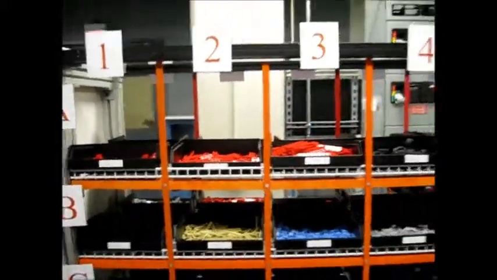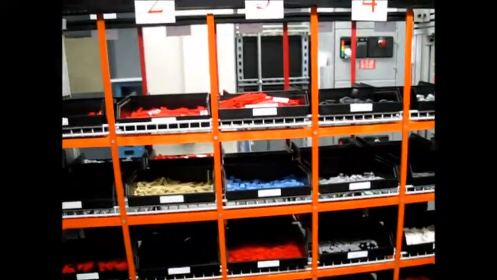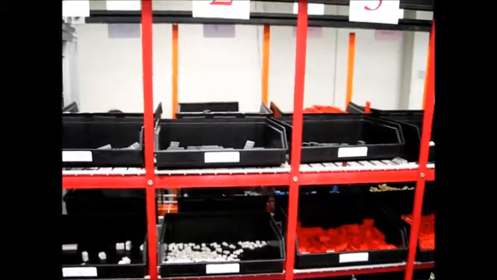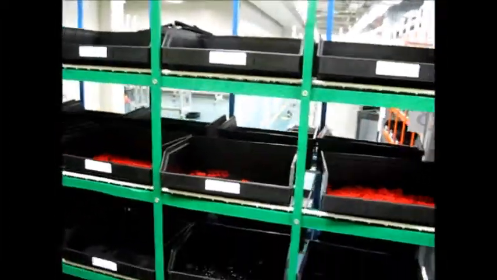Generally speaking though, the orange wall here would have the most picks every 1 to 3 minutes. The blue wall is going to have every 3 to 6. This red wall is going to be every 6 to 8. And the green wall will be everything over that, usually 10 to an hour.